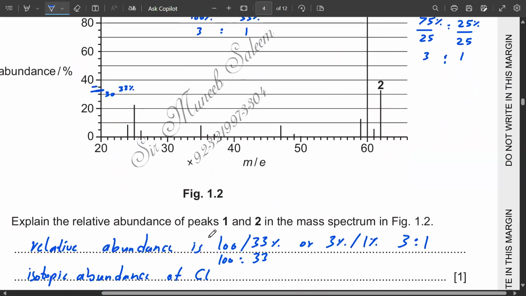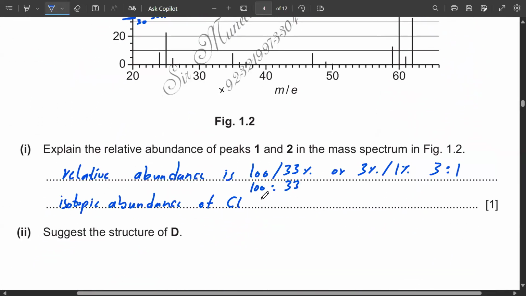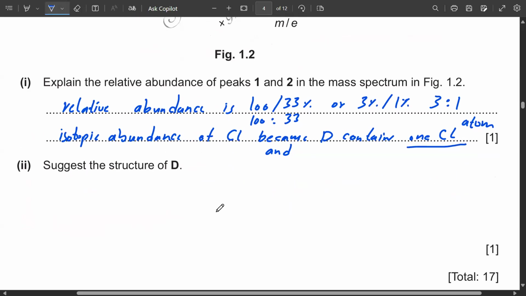So we will also write isotopic abundance of chlorine, and D contains one chlorine atom. So that's the smallest answer. If you can condense the answer, that relative abundance is 3:1, isotopic abundance of chlorine, D contains only one chlorine atom. That's the right answer.